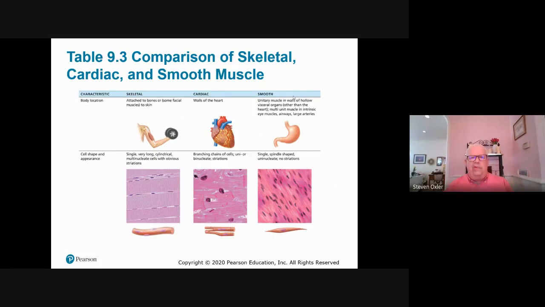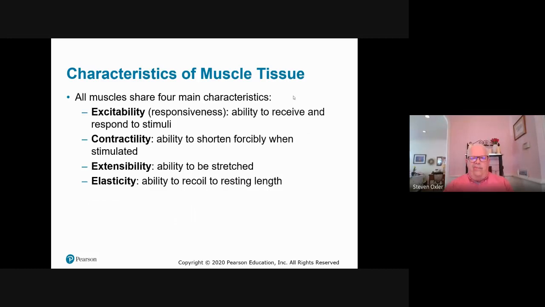And this is a review. If you look at this review, okay? And you'll have that in your homework also. There are 4 major characteristics of all muscle. And they're in big, black, bold letters. So I'm going to ask you a question on this slide.